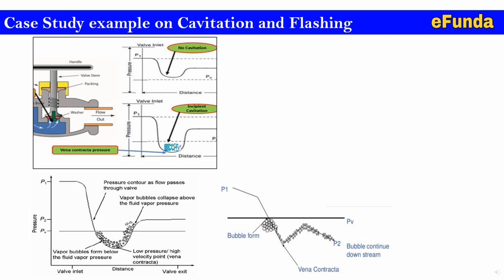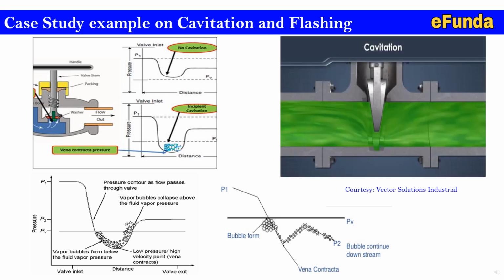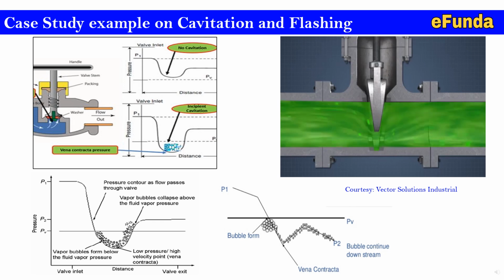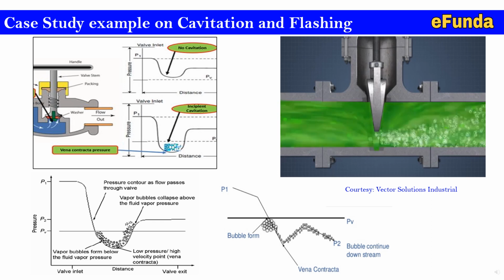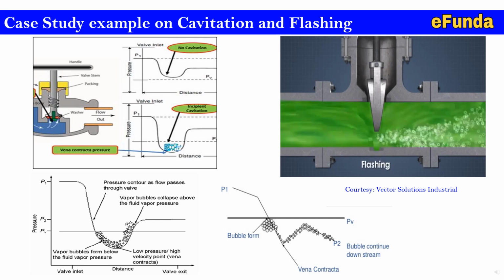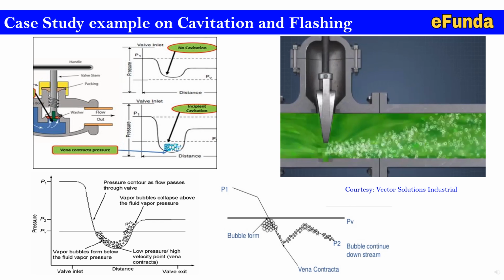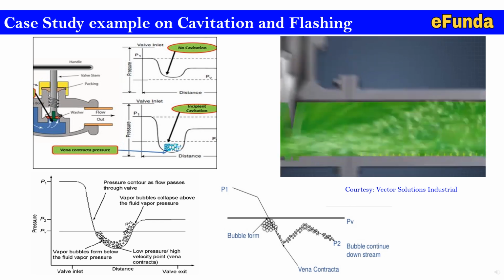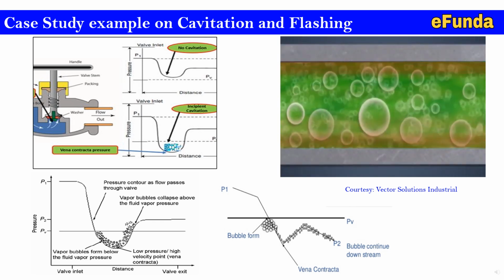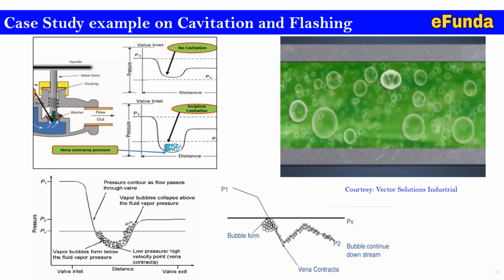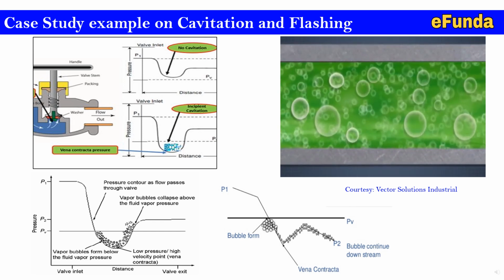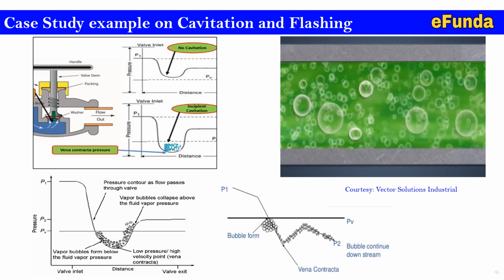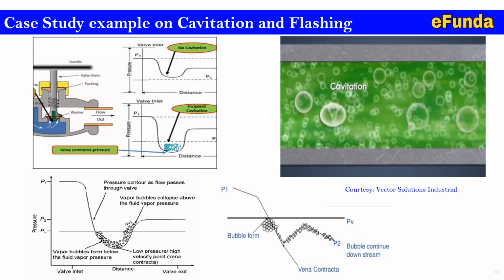For better understanding, refer to the animation from Vector Solutions Industrial, where one can see how the internal valve is operating and how the conditions of cavitation and flashing occur inside the valve, and what the effects of these cavitation cases are. After flashing, the pressure begins to recover. If the pressure increases high enough, some or all of the bubbles implode. The implosion of vapor bubbles is known as cavitation.